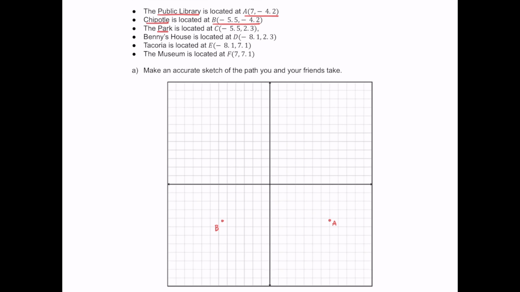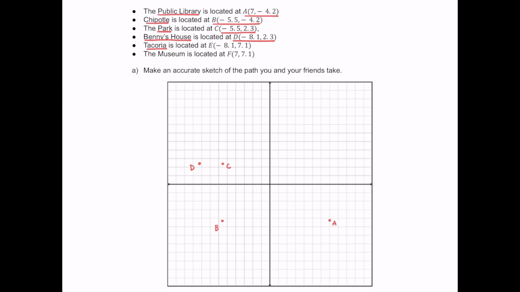Next we have the park. The park is at (-5.5, 2.3). So we're going 5.5 to the left. We're going up 2.3 units. So that's going to be right around here. Following, we have Benny's house. Benny's house is going to be at point D, which is (-8.1, 2.3). 8.1 and then up 2.3. So maybe something like here. We'll call this point D.